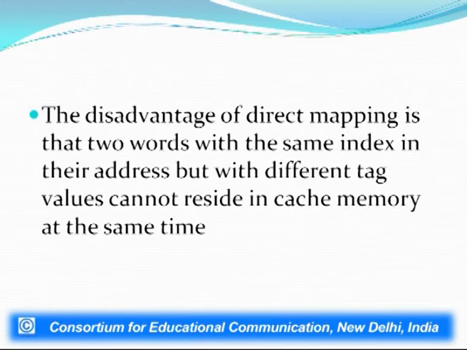The disadvantage of direct mapping is that two words with the same index in their addresses but with different tag values cannot reside in the cache memory at the same time. This is a disadvantage which you must know: in direct mapping, two words with the same index in their addresses but different tag values cannot reside together.